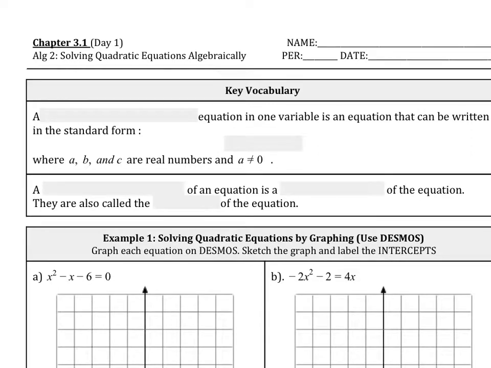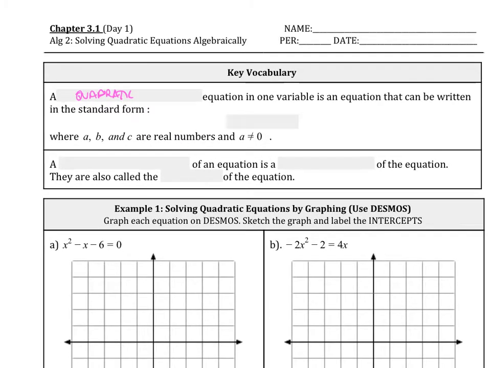Chapter 3, we're going to be looking at solving quadratic equations. So a quadratic equation in one variable is an equation that can be written in the standard form ax squared plus bx plus c equals 0. A, b, and c are real numbers, and a cannot be 0.